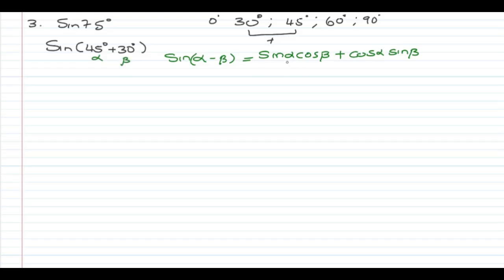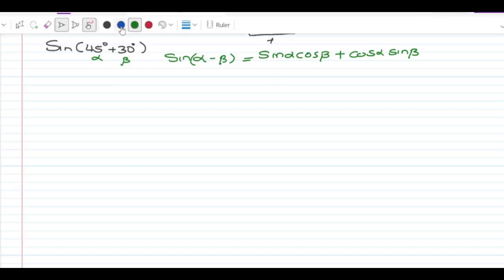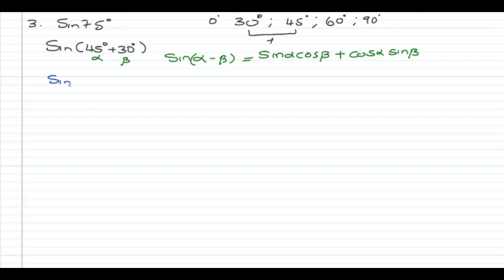So my alpha is 45. Where there's alpha, we put 45, and where there's beta, we put 30. So let's work on that. What is this equal to? This will be the sine of alpha, which is 45 degrees, multiplied by the cos of beta, which is the cos of 30 degrees. Then we add the cos of alpha and the sine of beta. This is easy. Where there's alpha, we put 45, and where there's beta, we put 30.